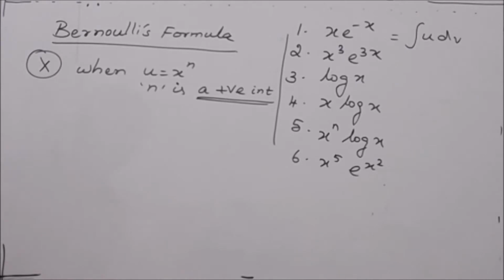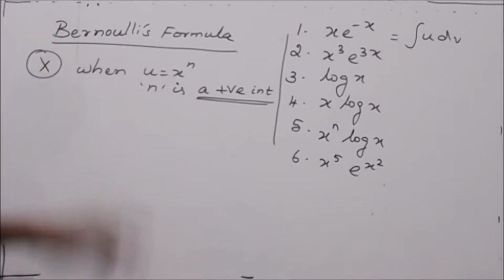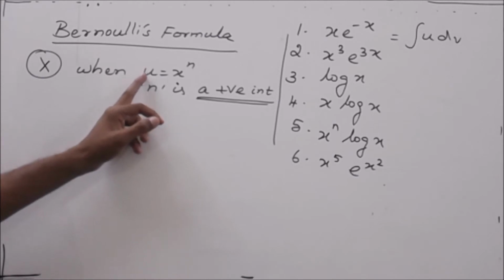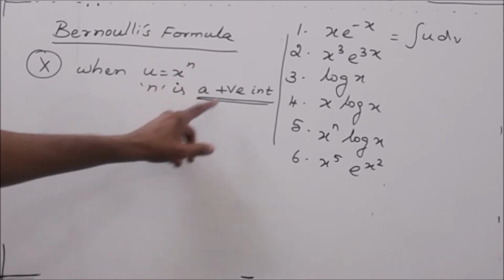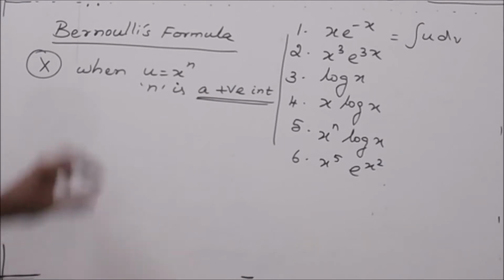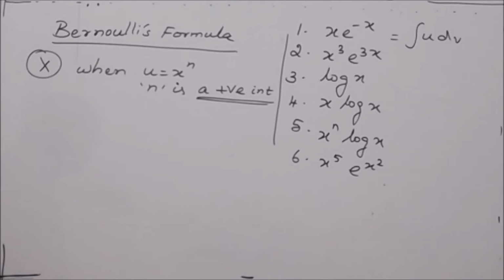Bernoulli formula. This is familiar by the name of Bernoulli's. This is also used when the functions are in product. The Bernoulli formula is applicable only if the function u is in the form of x power n. U is an algebraic function, in the form of x power n, and the power n is a positive integer. In this particular case only this Bernoulli formula is used. For other cases you should not use it.